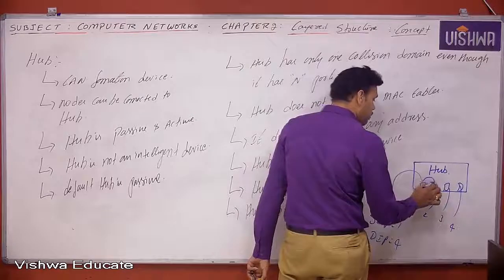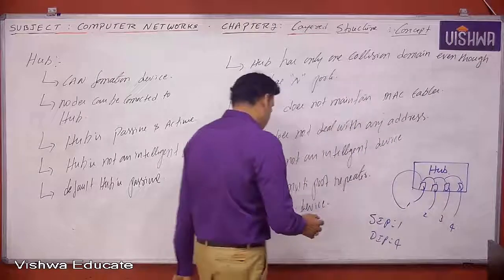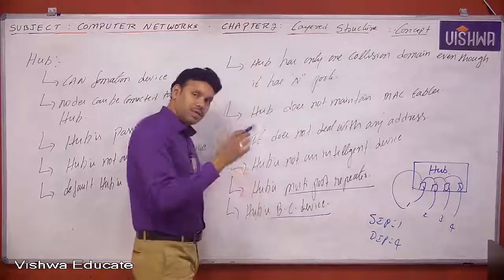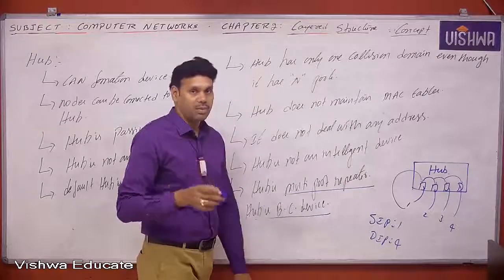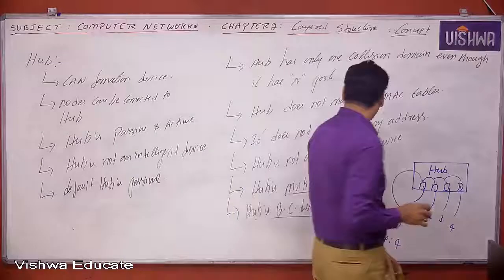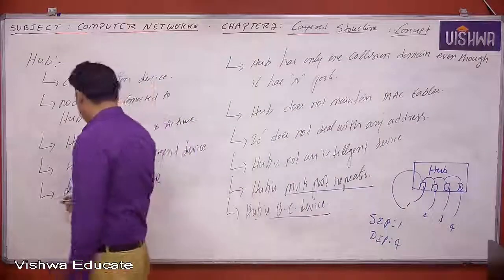It tries to hand over data to each and every port. That's why hub is known as a broadcasting device, and it is repeating on every port. That's why it is called a multi-port repeater. Okay, friends? Copy this. So hub is which layer device? Hub is a layer 1 device.